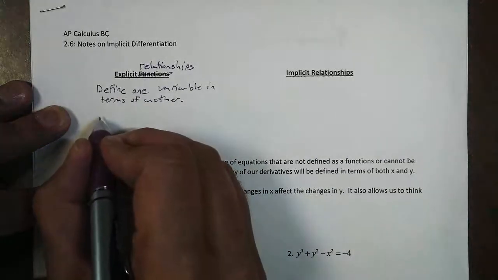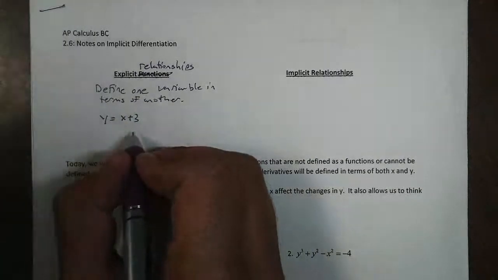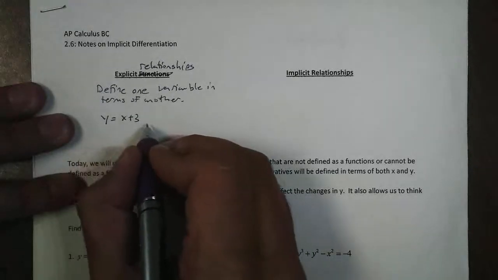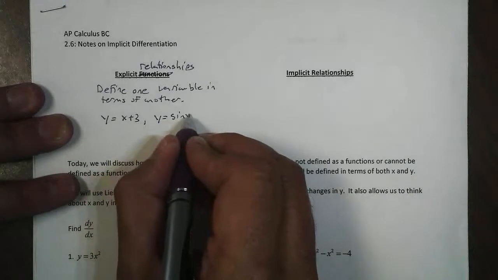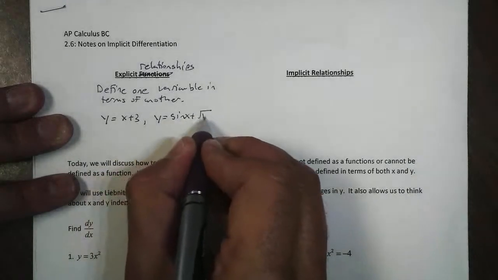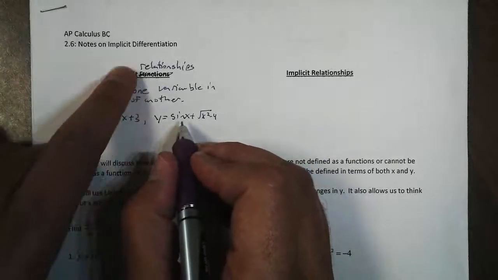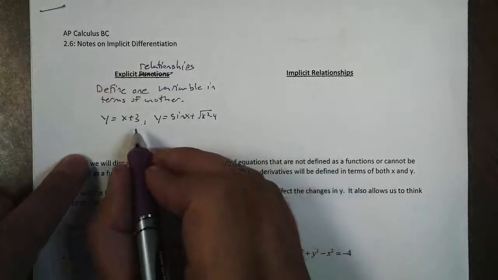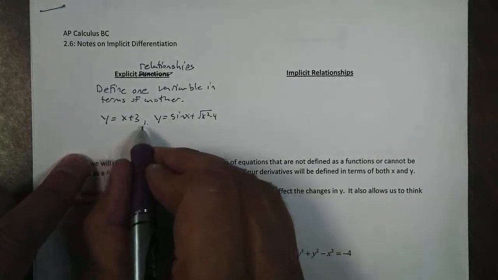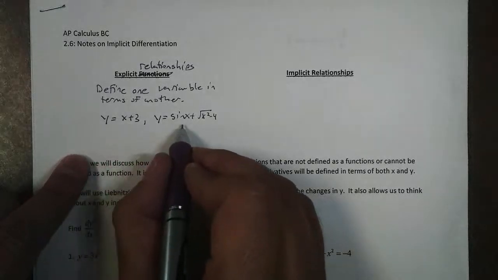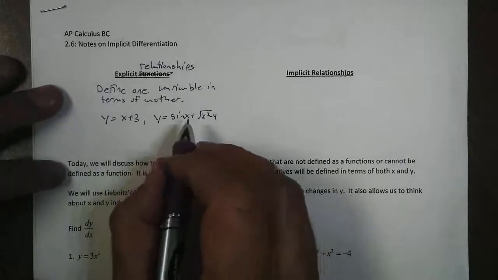Examples: something like y equals x plus 3, our normal equation of a line. We can go even fancier by getting triggylicious with it, like sine x plus the square root of x squared minus 4. These are all examples of an explicit relationship. In other words, y is being defined in terms of x. Y is explicitly defined in terms of x.